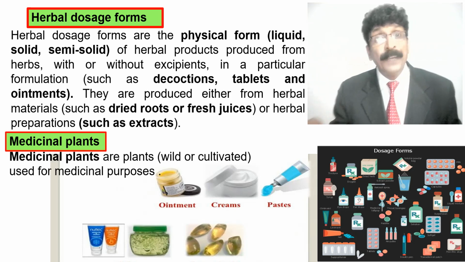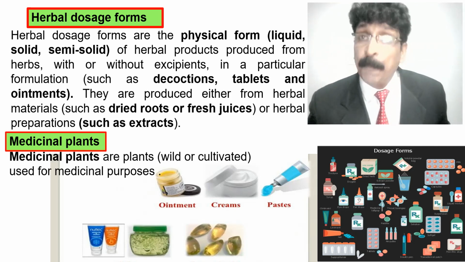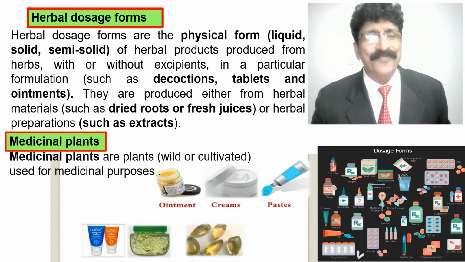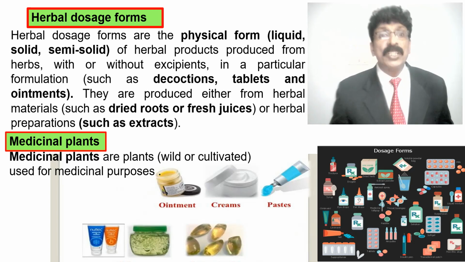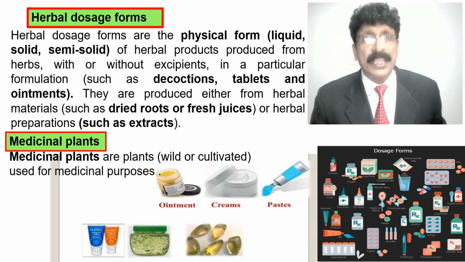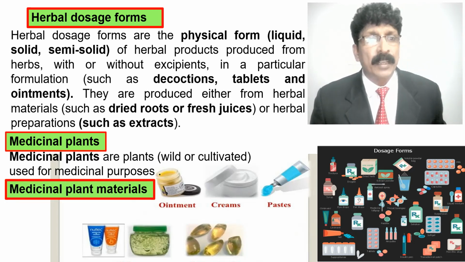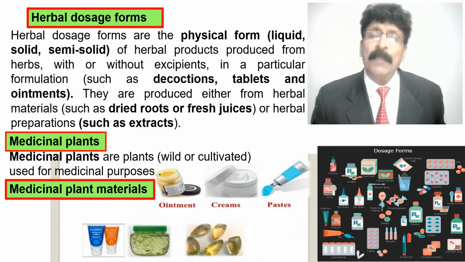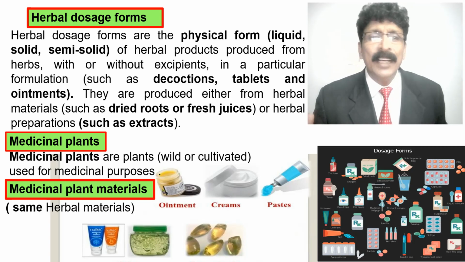Now the definition, sometimes they used to ask medicinal plants. They are herbs. Medicinal plants are the plants which we have seen the sources, wild or cultivated, used for medicinal purpose. And medicinal plant material means same herbal material, the materials which are obtained from the medicinal plants.